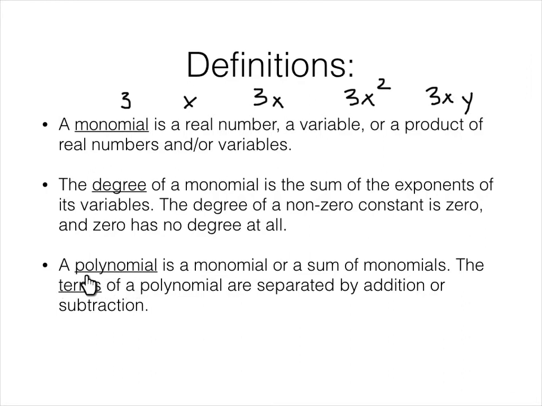A polynomial is a monomial or a sum of monomials. So poly, many, and hopefully now you get the joke that was on the original slide. You might want to go back and look at it if you didn't pay attention. The terms of a polynomial are separated by addition or subtraction. So polynomial, poly, many; mono, one. One term, many terms.